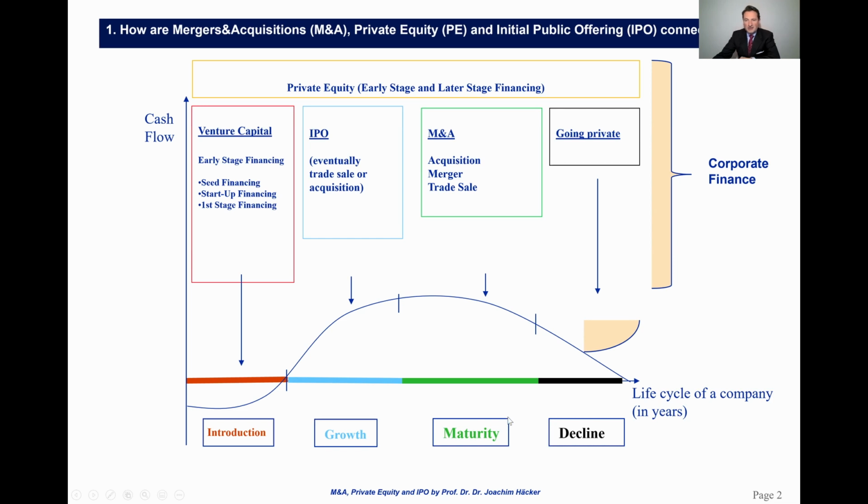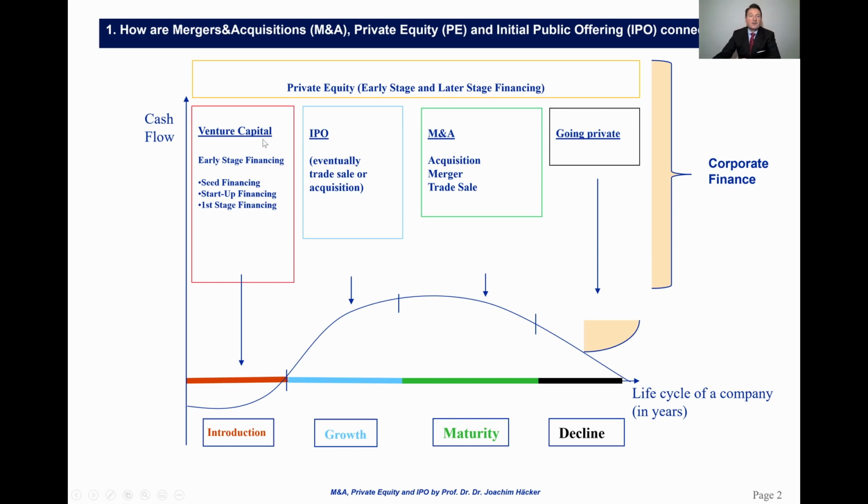In the phase maturity, the preferable corporate finance transaction will be mergers and acquisitions. A trade sale can be done, a company can be acquired, or our company can be merged with another entity. In phase 2, in the growth phase, an initial public offering, an IPO, can be done, or a trade sale or an acquisition. The preferred transaction based on a corporate finance perspective will of course be the IPO.